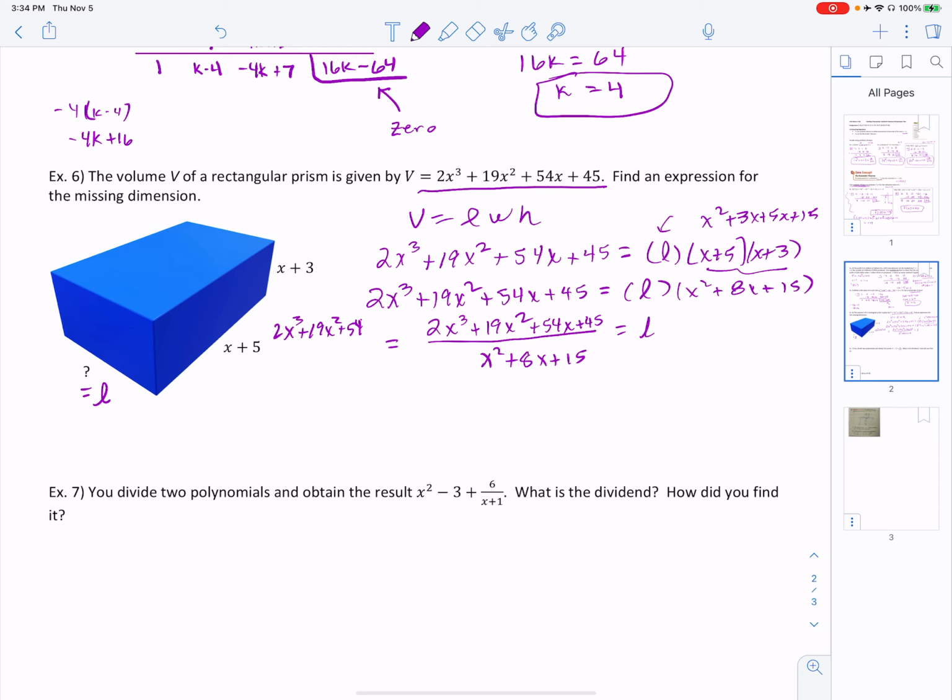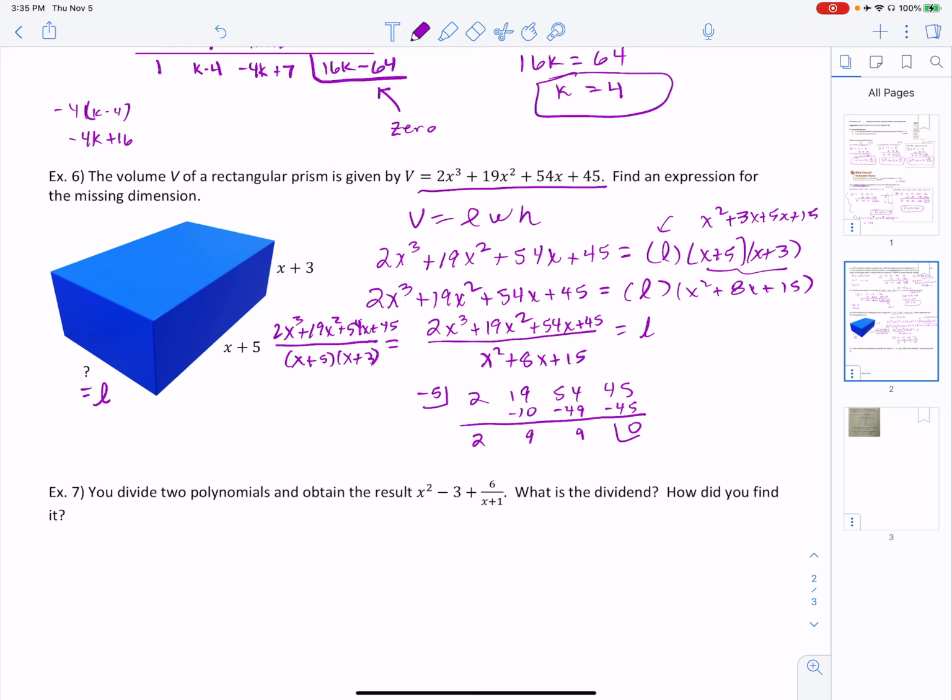Sorry, I didn't leave myself enough room. Each of these factors is of the form x plus 5, x plus 3. And so what I'm going to do is divide synthetically using a -5, using the 2, the 19, the 54, and the 45. Bring down the 2, multiply by -5 is -10, add is 9, times -5 is -45, and add is 9, and times -5 is -45. And I expect it to go in there with a remainder of 0.